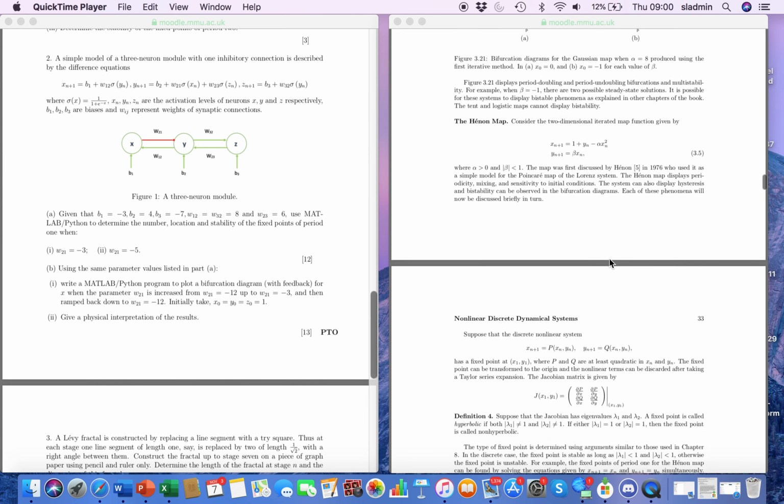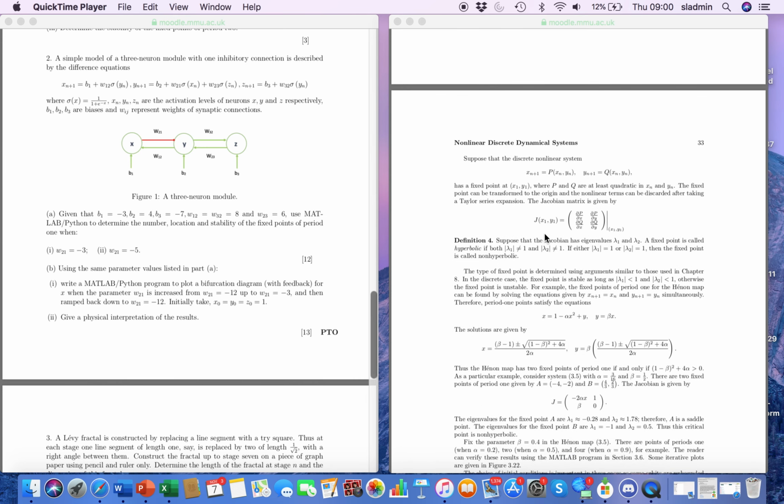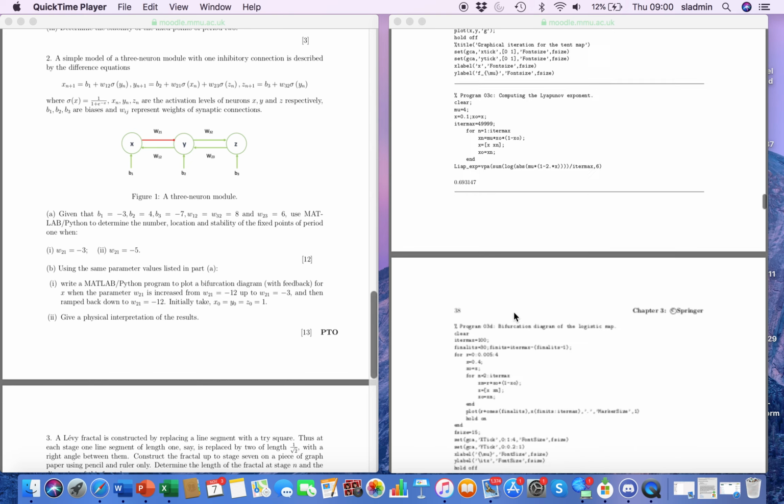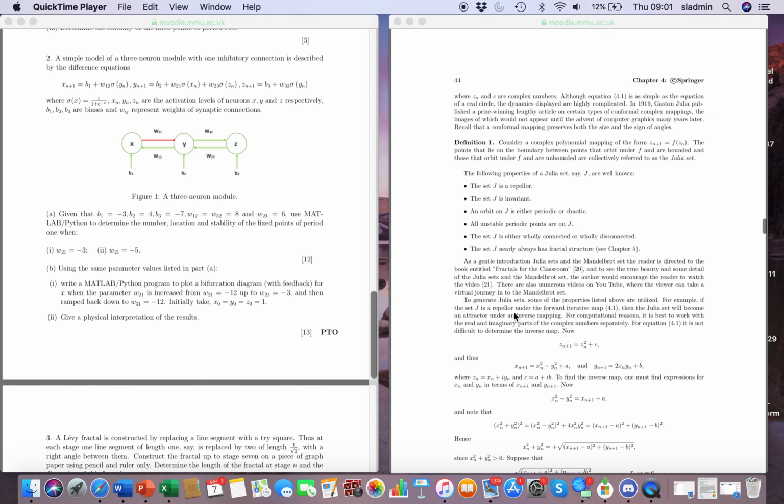When we're looking for stability of fixed points, instead of using this Jacobian, which is a 2-dimensional Jacobian, we need a 3-dimensional Jacobian, so you would have dp dx, dp dy, dp dz, dq dx, dq dy, dq dz, and dr dx, dr dy, dr dz. And note that the fixed points are only stable if the modulus of all of the eigenvalues is less than 1.